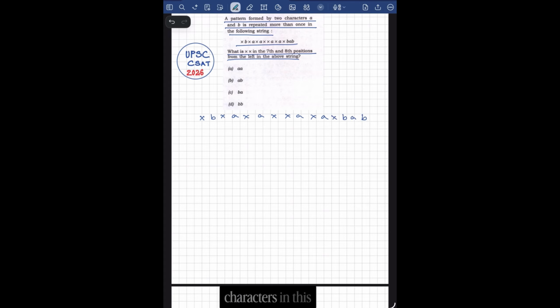So let's count the number of characters in this string. 1, 2, 3, 4, 5, 6, 7, 8, 9, 10, 11, 12, 13, 14, 15. So for the pattern formed by A and B to repeat evenly, its length has to divide 15, which means that the pattern length has to be a factor of 15. So the pattern length can be 1, 3, 5 or 15. Now length 1 wouldn't work because that would mean that every character is same, but we clearly have both A and B. Also 15 won't work either because that means that nothing repeats at all and the question wouldn't make any sense. So we'll eliminate 1 and 15.